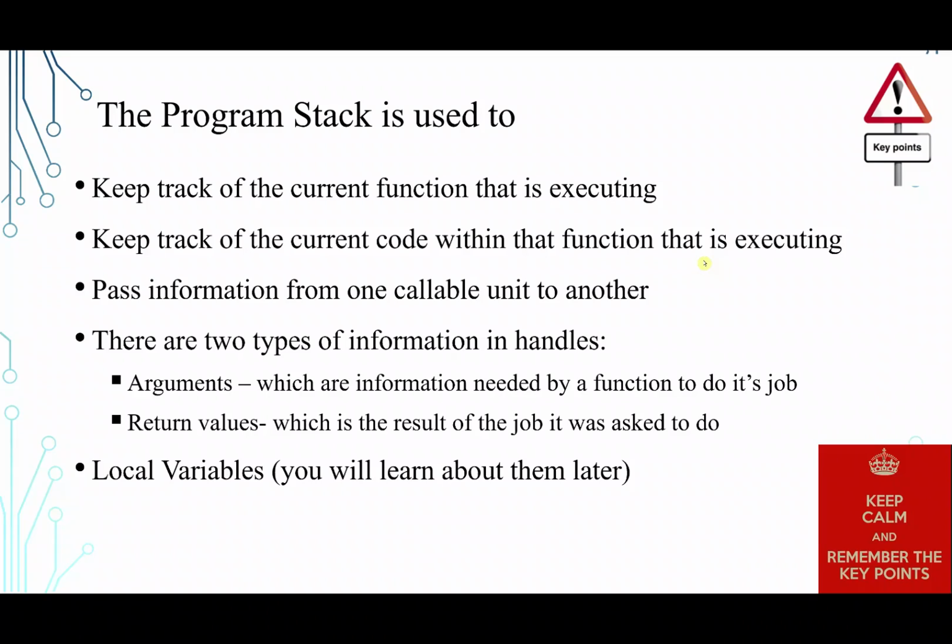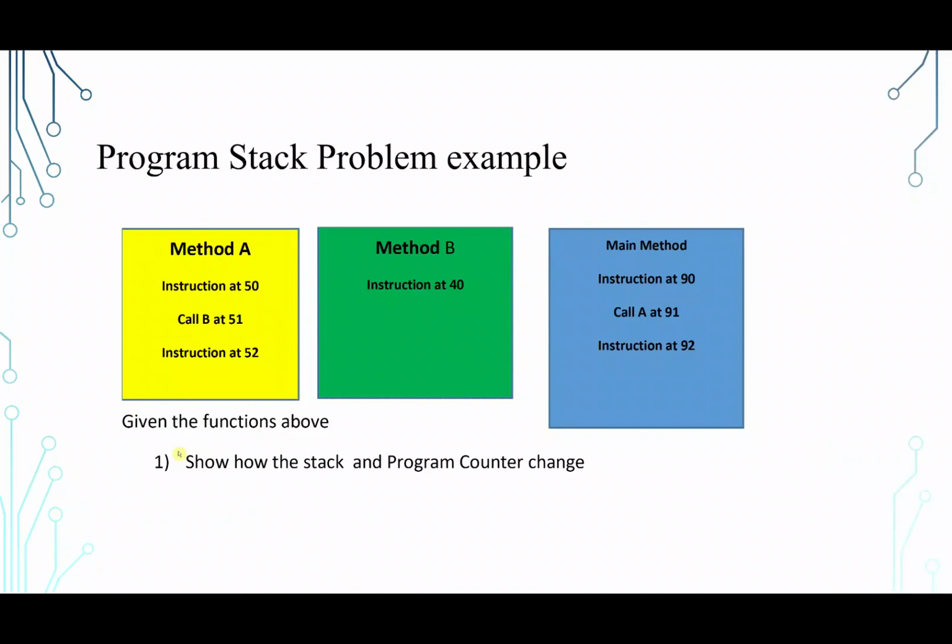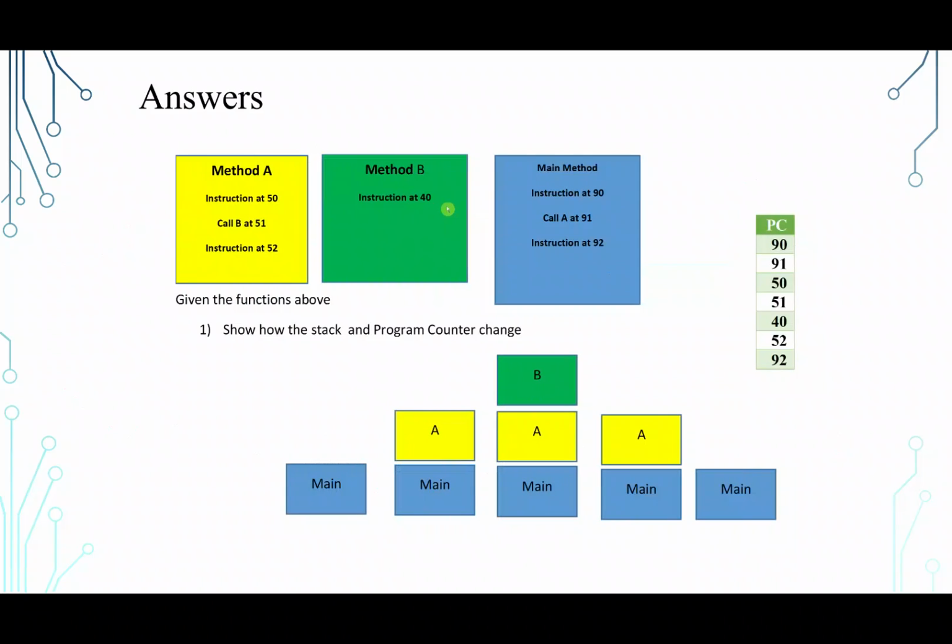There are two types of information it handles: arguments, which are input to the function. The function may need this information to do its job. And the return value, the result of the function. It could be nothing, but then if it's nothing, the function has some kind of side effect, like printing something. Local variables are something we are going to talk about in the next lecture, and they are basically storage locations we use to store our data. So this programming stack example, the one we just did, this is the answer to it.